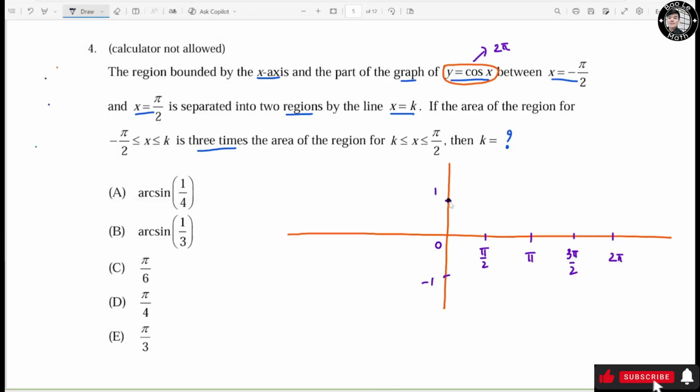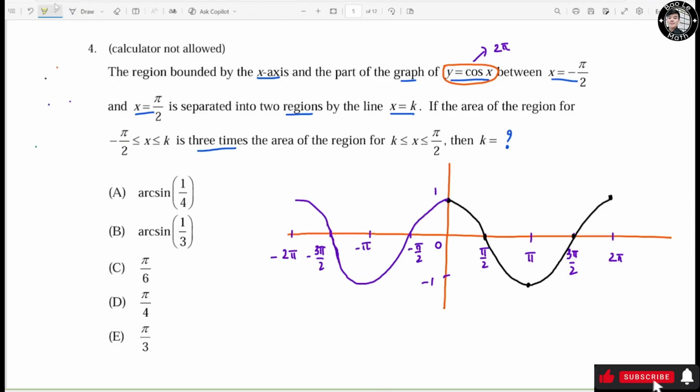It starts from here, goes down to the midline, goes down to the minimum, back up to the midline, and goes back to the maximum, right? So it's going to be something like this. Now we're going to duplicate this one to the left, and we have this one. So the region should be this guy right here, from negative pi over 2 to pi over 2, right? And the line x equals k should be somewhere right here. This is k, right?